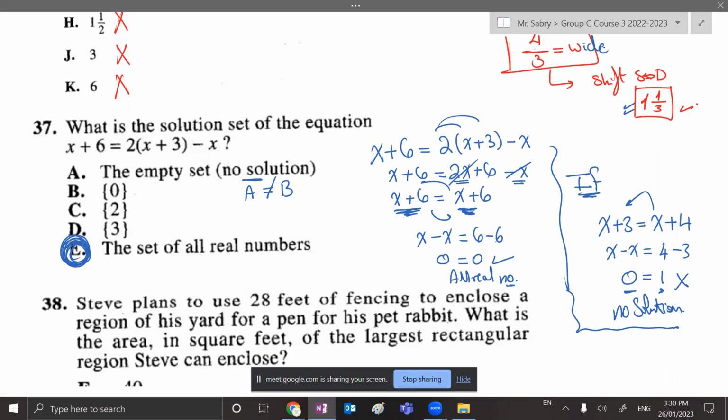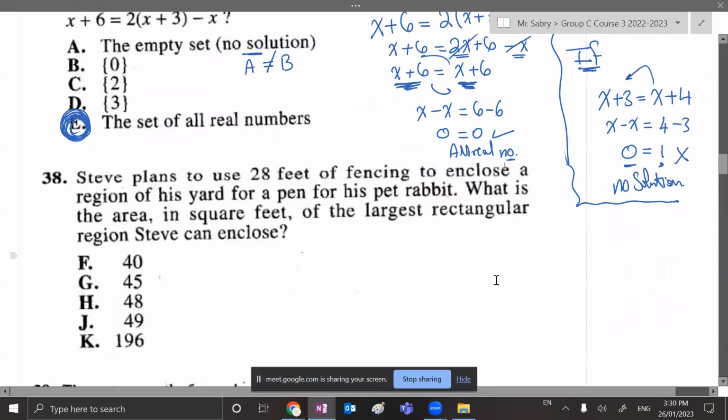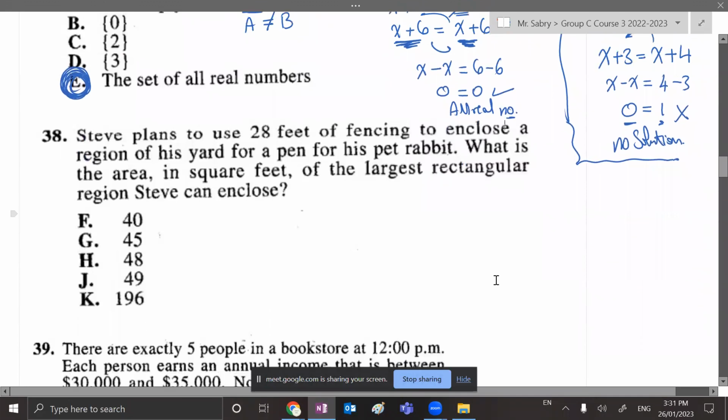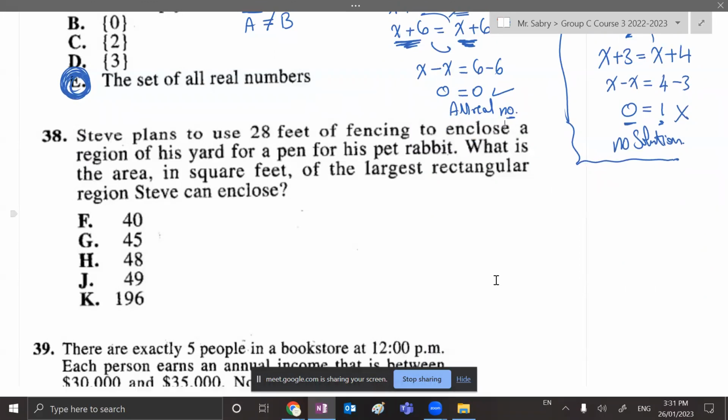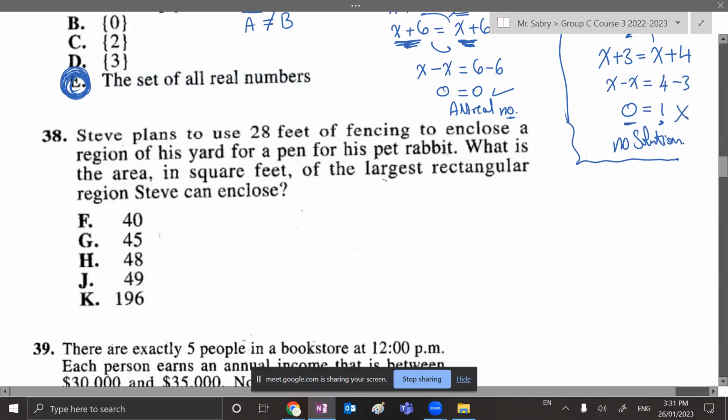Yes. Awesome. 38. Steve plans to use 28 feet of fencing to enclose a region of his yard for a pen for his pet rabbit. What is the area in square feet of the largest, this is a very important keyword here, largest region Steve can enclose? So we know the fencing means that we know the perimeter of this region. We know that all the sides added to each other should be 28, but they need to know the area.